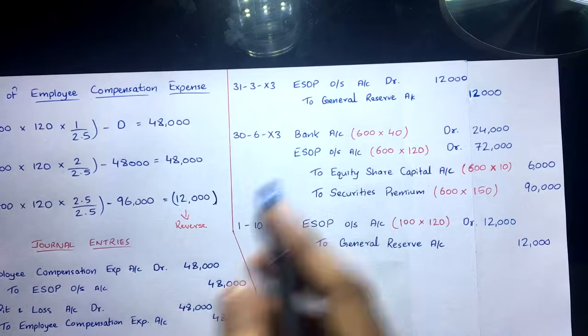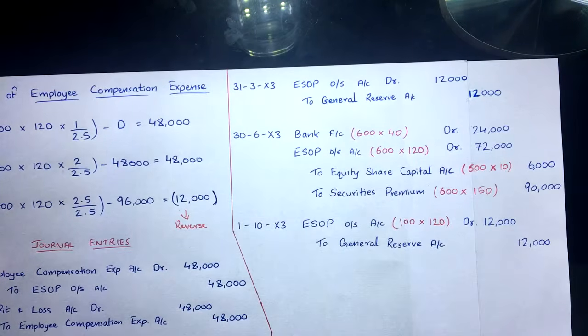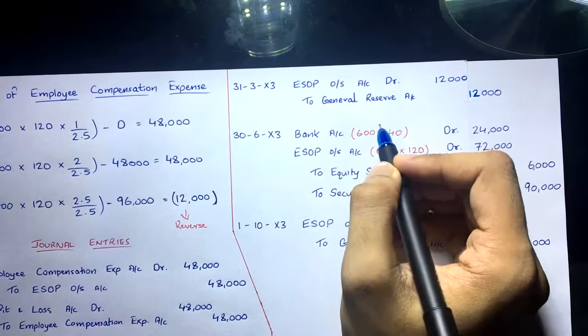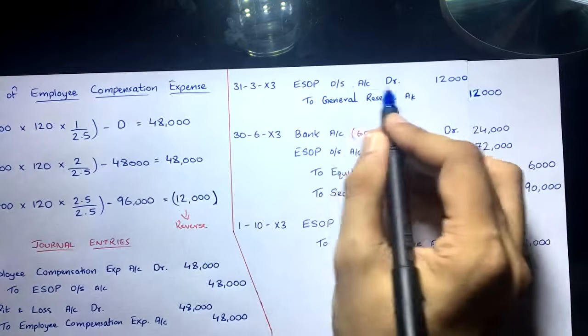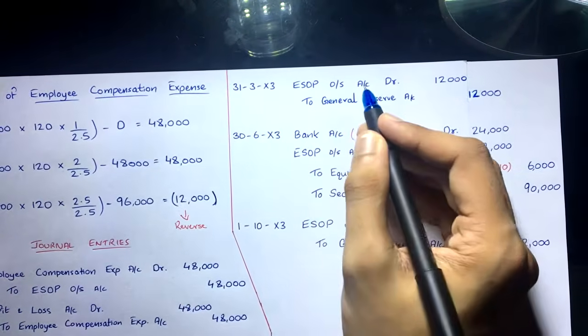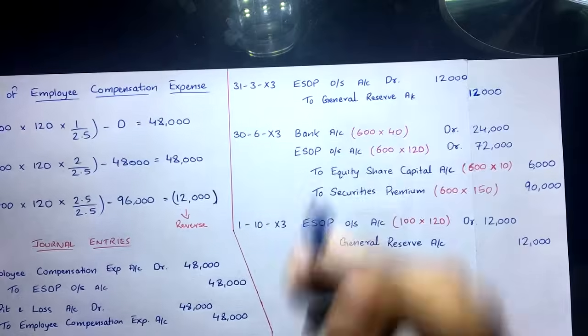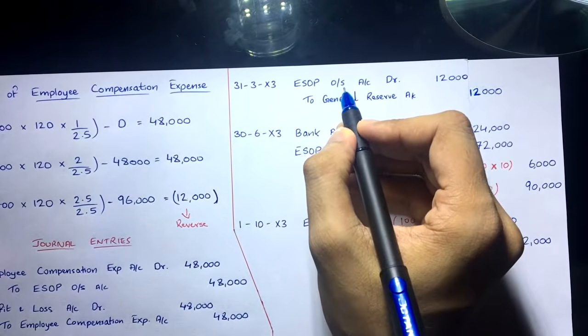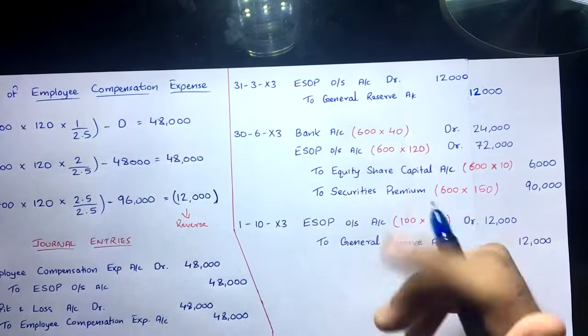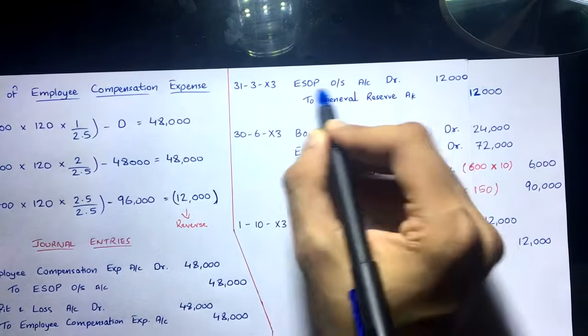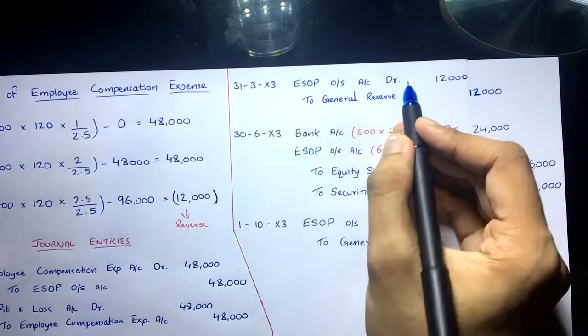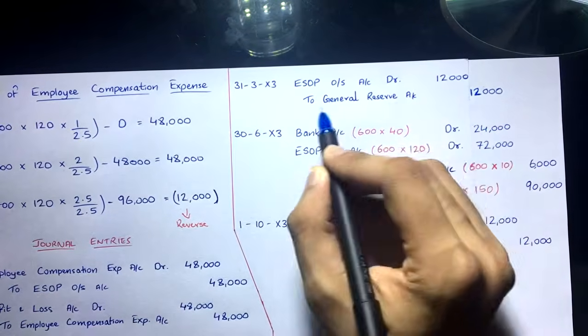Whenever a negative figure comes, this entry has to be passed here, right? So ESOP outstanding account debit 12,000. And then, I told you that the ESOP outstanding account in the balance sheet goes to the reserves and surplus, under the head reserves and surplus in shareholders' funds. So now you are reducing it, and you have to transfer it to a free reserve, the general reserve.